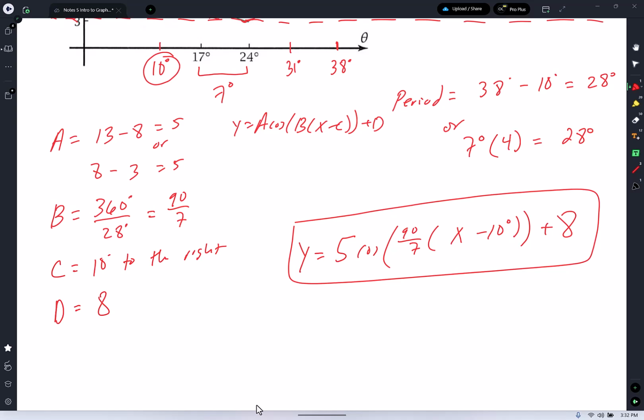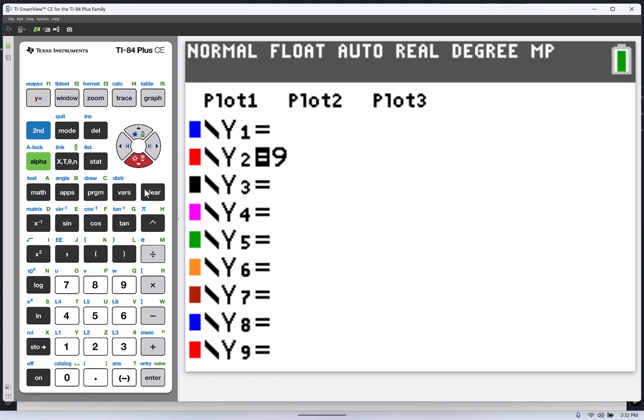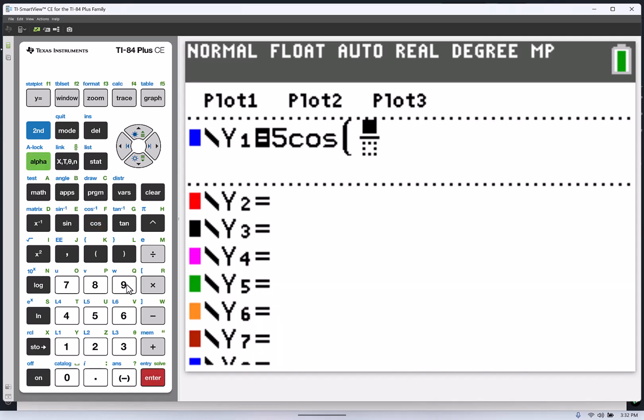We're going to check it to see if it is correct. You guys ready? I'll wait. Type it into your calculator. I'm going to go y equals. I'm going to clear both again. And I already forgot it. What was it? 5 cosine 90 over 7. I'm going to use the alpha feature to get my little fraction. 90 over 7. And then open parenthesis, x minus 10. Close it twice. And the midline was what again? Plus 8.